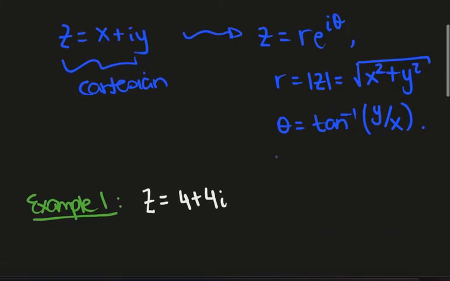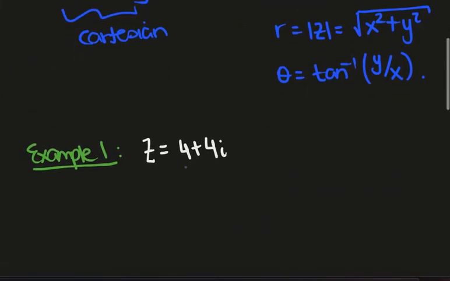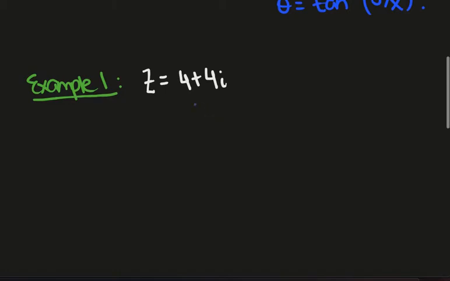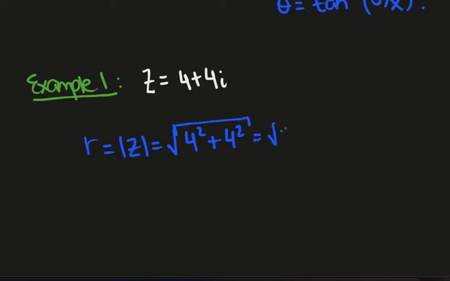Okay, so let's go through some examples. Here we have z equals 4 plus 4i. We need to first calculate the modulus. That's the square root of 4 squared plus 4 squared, which is the square root of 32. And we can write 32 as 16 times 2. So the modulus is 4 square root of 2.